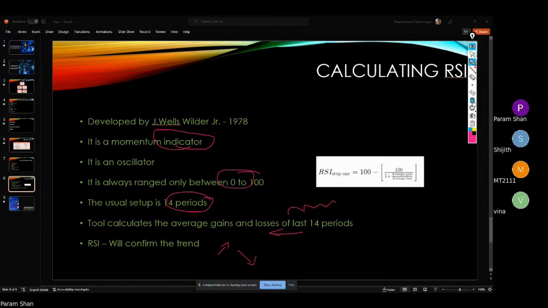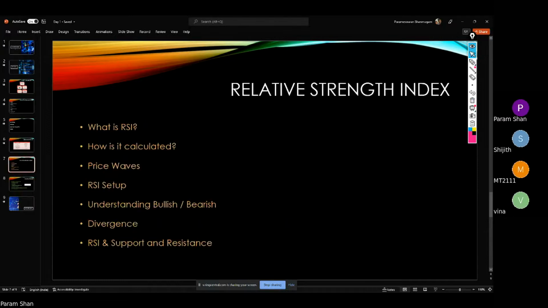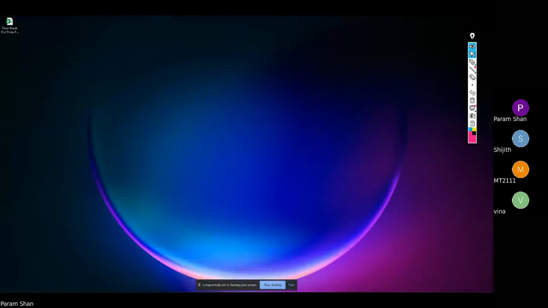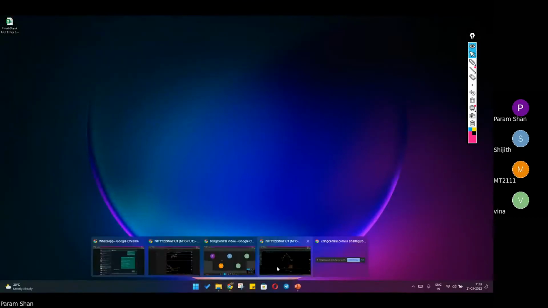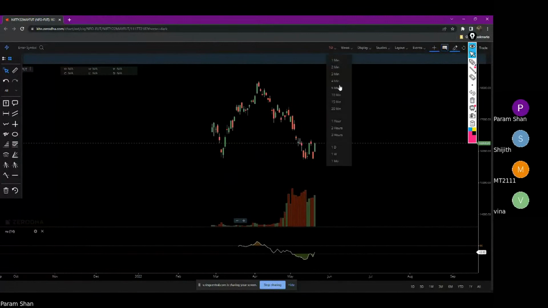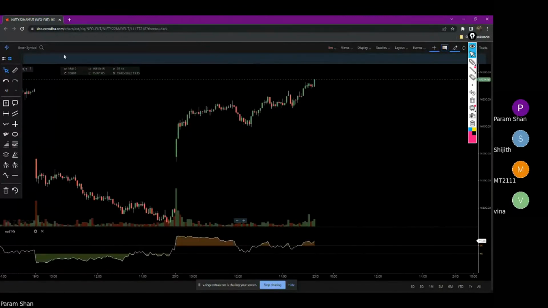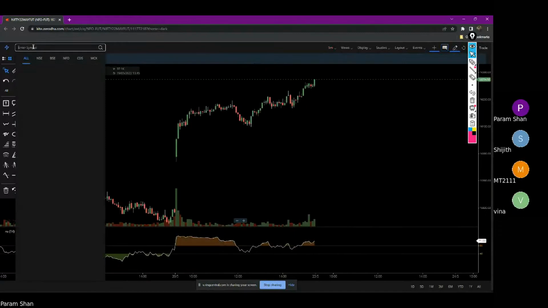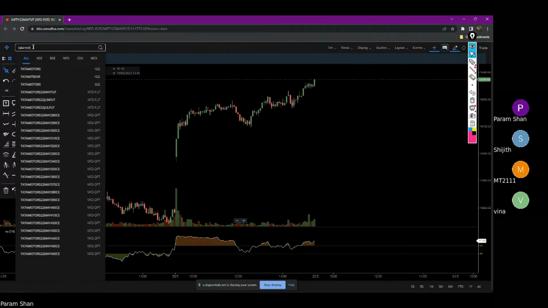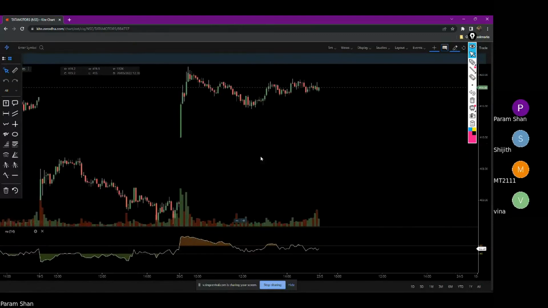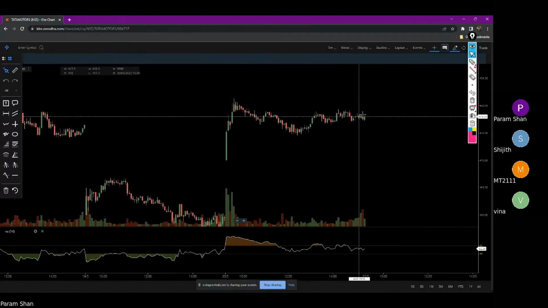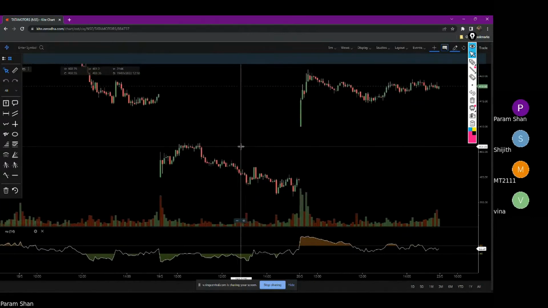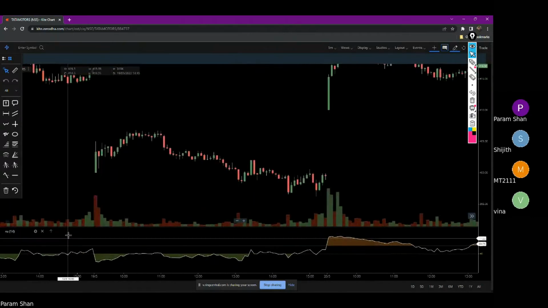Okay. Right. So now the next thing in our topic is price waves, right? So let us go to charts. I will take 5 minutes for a better understanding. Does anyone have any preference on any stock? We take Tata Motors. Okay, let us take Tata Motors. So this is going in one trend, but let me take ups and downs so that it will be very clear for us to understand.